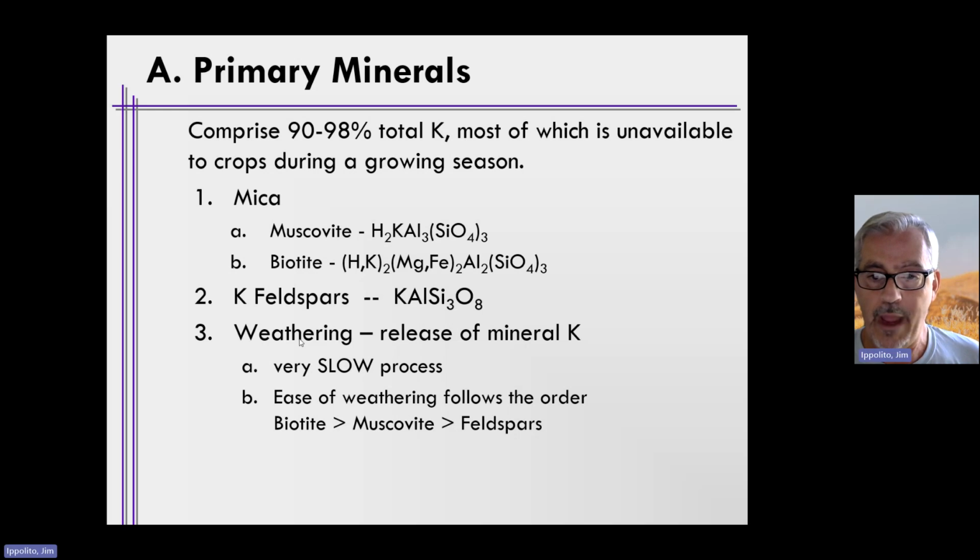So when weathering occurs, potassium is released from these primary minerals, but this is slow. It's really slow, all right? And the ease of weathering follows this order, and I'm not expecting you to remember this as well, but biotite weathers quicker than muscovite, which weathers quicker than feldspars. Regardless, these three mineral phases contain potassium, and they do weather over time and release some potassium to the environment.